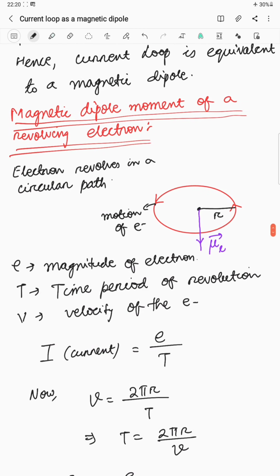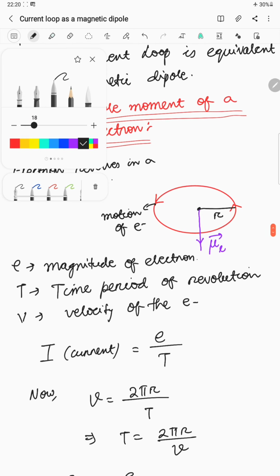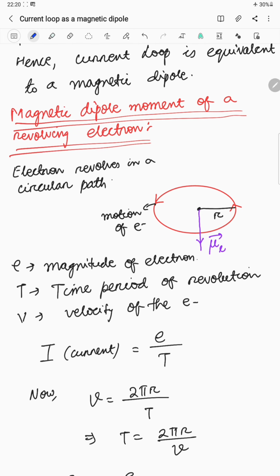Look at this diagram. In this diagram, you can easily find out that your L, that is the angular momentum of the electron, depends on the motion of the electron. And the motion of the electron is in the anti-clockwise direction. If you use the right hand thumb rule, for anti-clockwise direction, the thumb is pointing upwards. So your L direction will be upwards.